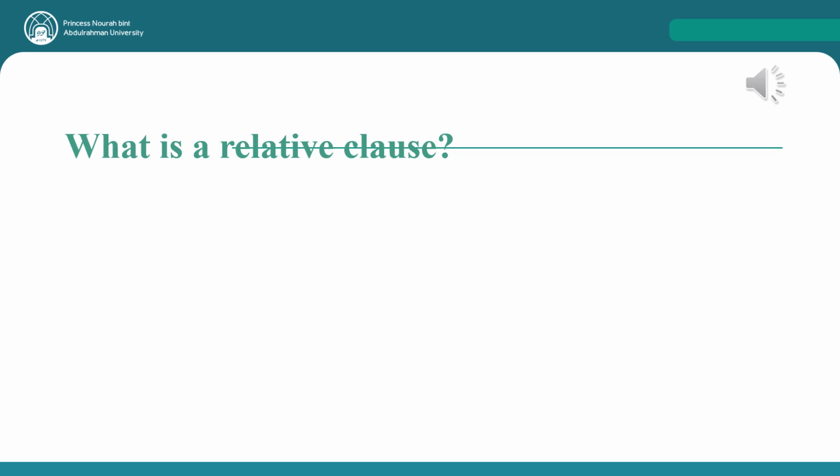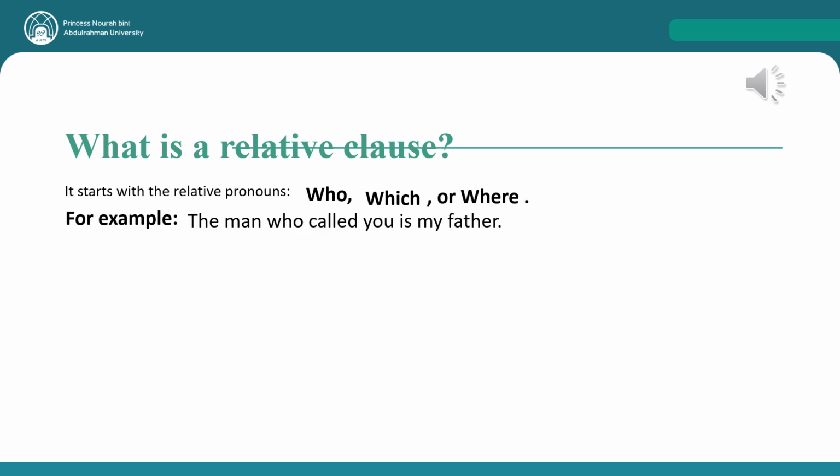Let's start by talking about what a relative clause is. A relative clause is a part of a sentence that gives us more information about a noun. It begins with one of the following relative pronouns: who, which, or where. For example, the man who called you is my father. In this sentence, the relative clause is who called you, and it gives us important information about the man. Without it, we wouldn't know which man we're talking about.